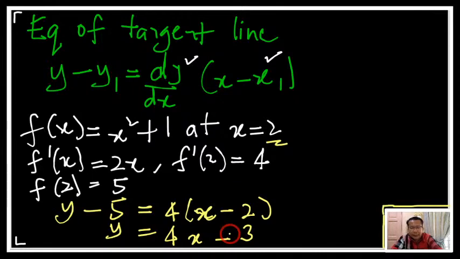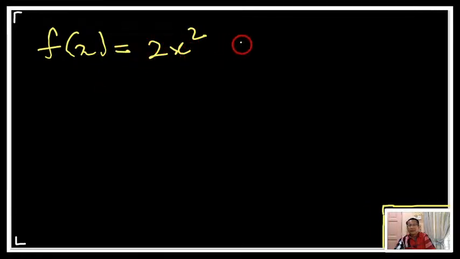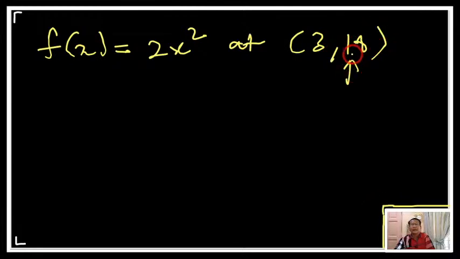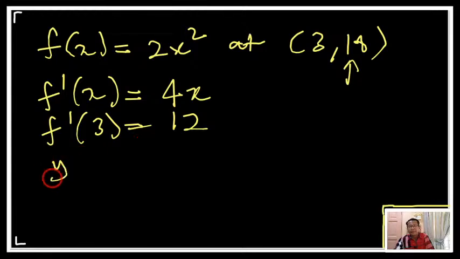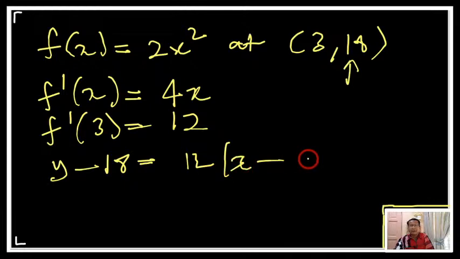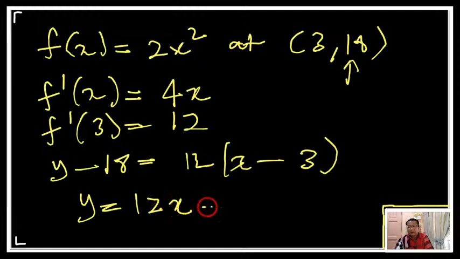Let's look at another example. f(x) is equal to 2x squared at x = 3. Now you are given y, so your life is simpler. The derivative is 4x, so f prime of 3 is 4 times 3, 12. So y minus 18 is equal to 12 times (x minus 3). So y equals 12x minus 18.